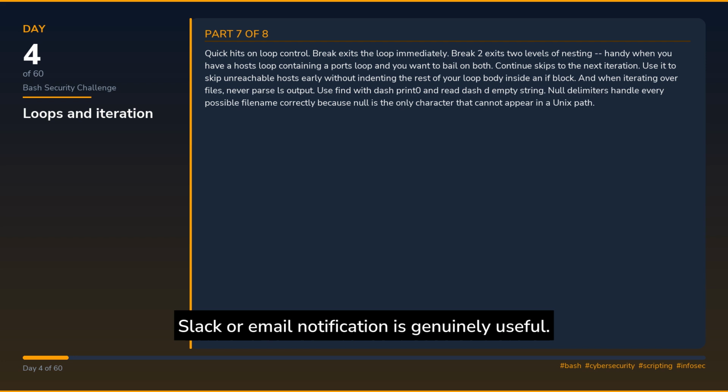Continue skips to the next iteration. Use it to skip unreachable hosts early without indenting the rest of your loop body inside an if block. And when iterating over files, never parse ls output. Use find with -print0 and read -d with an empty string. Null delimiters handle every possible filename correctly because null is the only character that cannot appear in a Unix path.